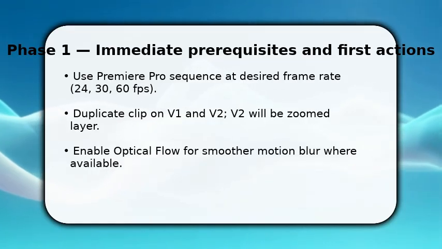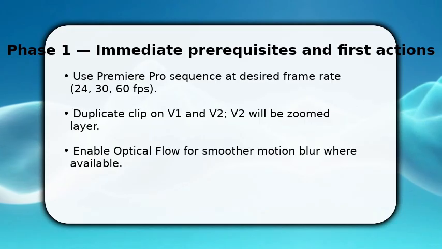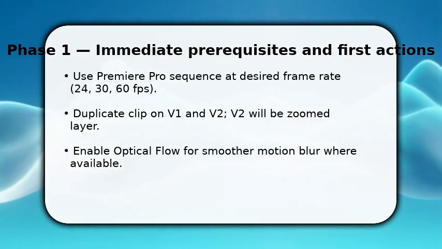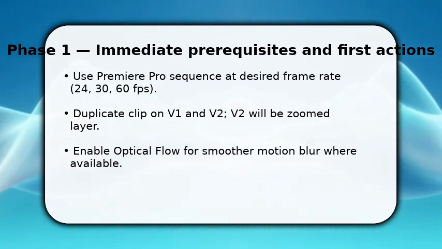Once done, set interpret footage if needed and enable optical flow in sequence settings for smoother temporal interpolation. This helps blur appear natural. Make sure clips are trimmed and aligned frame accurately before proceeding. Precision here prevents jitter later.